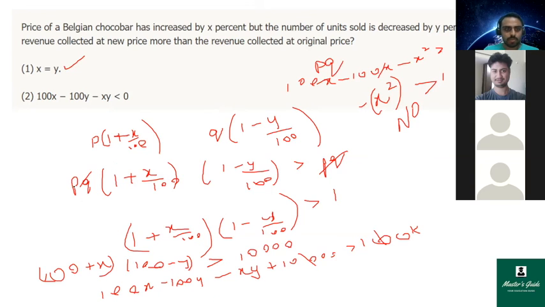And my statement 2 directly tells me that 100x minus 100y is less than 0, where I am looking if 100x minus 100y minus xy is greater than 0. Again, I am able to answer it as clearly no. So each statement alone is sufficient. So my answer is D. If you just use these constants and percentages properly in equation form, you'll be able to solve it.